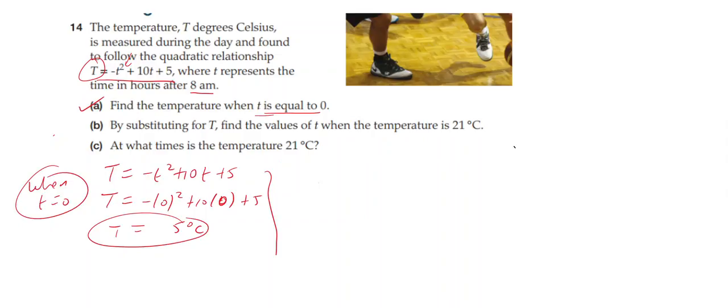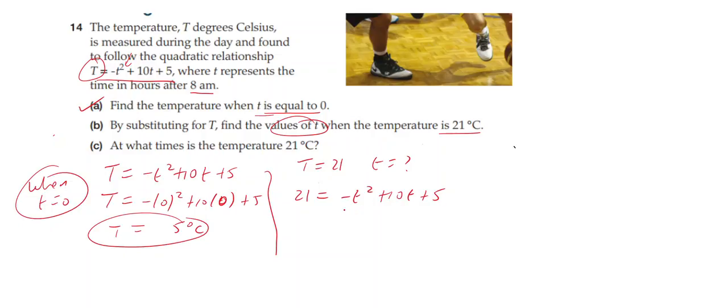So we've done that. By substituting for T, find the exact value for time when the temperature is 21 degrees. So it's asking you, when big T is 21, what is small t? So we're going to substitute 21 for big T, and we're trying to solve this equation. To solve the equation, we want to make sure one side is 0, and then we have to factorize later. All right, let's have a go at this.